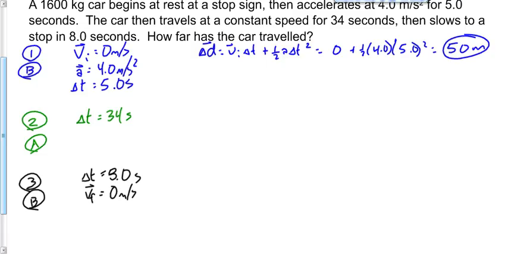All right, second stage, this is a group A problem where it's constant velocity. We know we're going to use the equation V equals delta D over delta T. It's the only one we can use for group A. We're going to rearrange it to solve for D. We get V times T. T is 34 seconds. What's V?